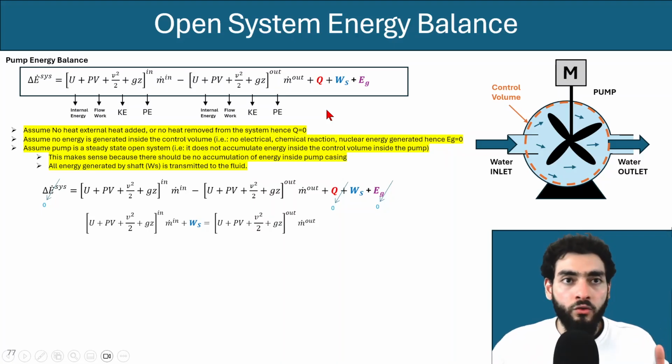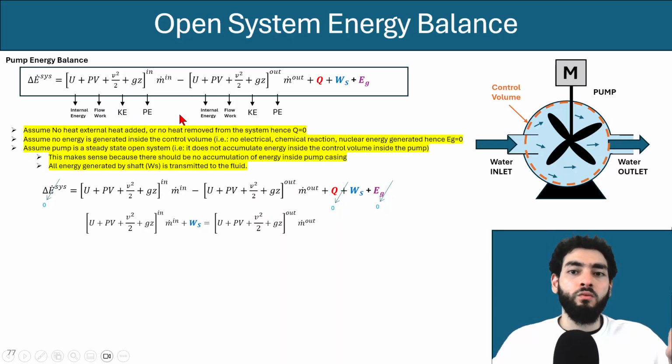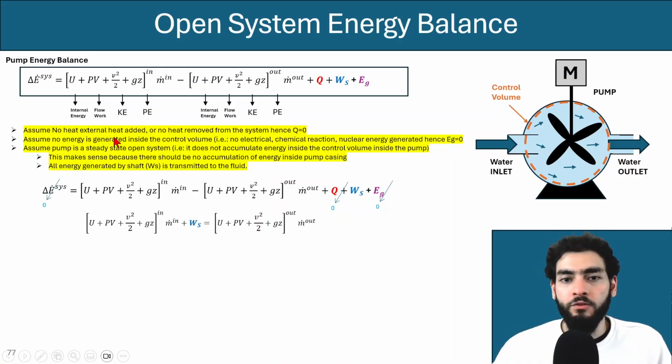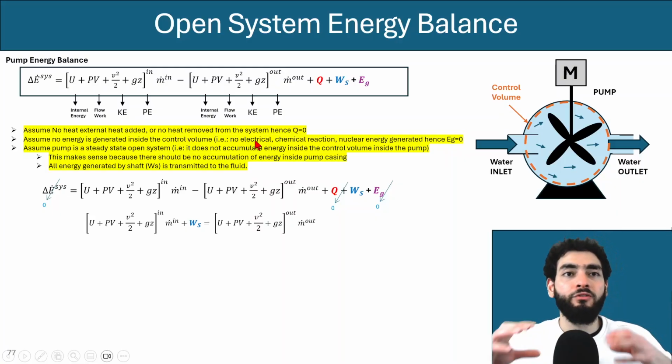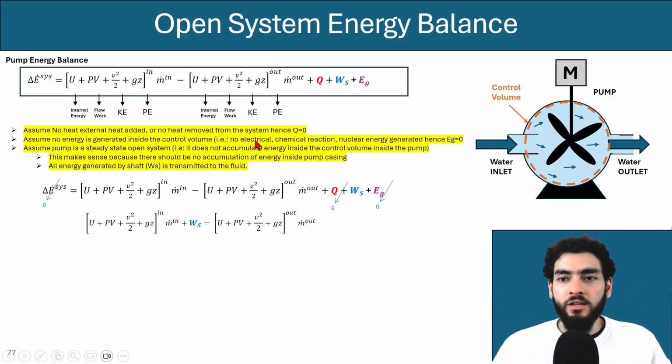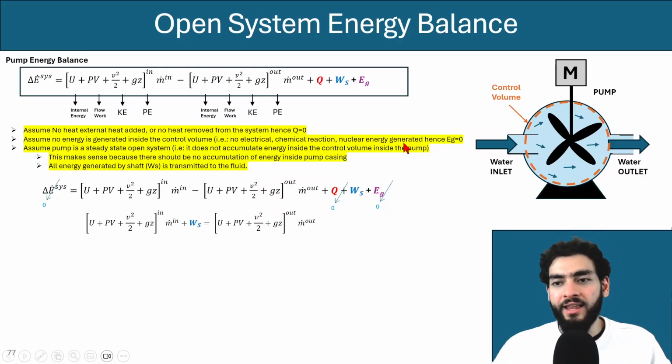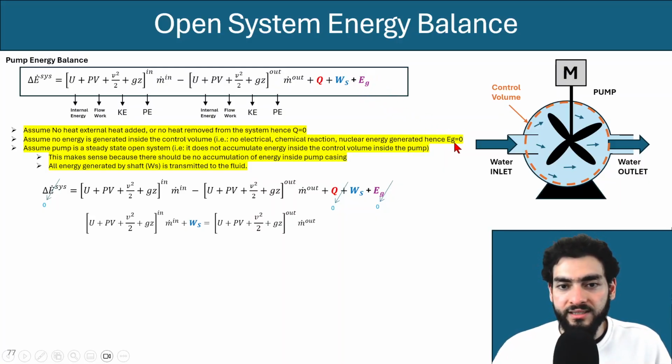So I'm not going to go over the terms, but I'm going to go over some assumptions that we do make in fluid mechanics to eventually reach the pump equation. First, we assume that no external heat is added or no heat is removed from the system to the surroundings. So that means this Q term is 0. Then we assume that no energy is generated inside the control volume, as in there's no electrical, no chemical, no nuclear energy generated, and therefore this term Eg would be 0.